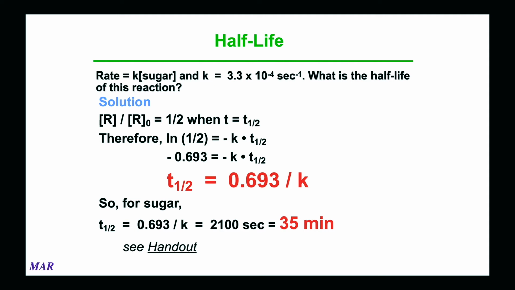Now for this problem, we're trying to find the half-life. So 0.693 divided by the rate constant k is going to give us the half-life. Initially, the rate constant k is in inverse seconds, so our half-life is going to come out in seconds. When you take 0.693 and divide it by 3.3 times 10 to the minus 4, you're going to get 2100 seconds to 2 sig figs. And if you convert seconds into minutes by dividing by 60 seconds per minute, you're going to get 35 minutes. So 35 minutes is the half-life for this reaction of sugar decomposing.